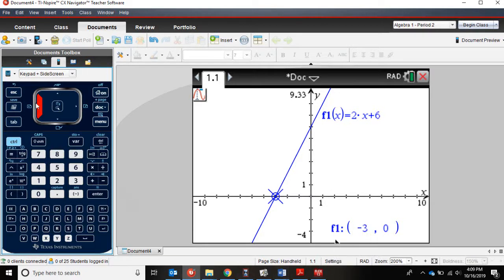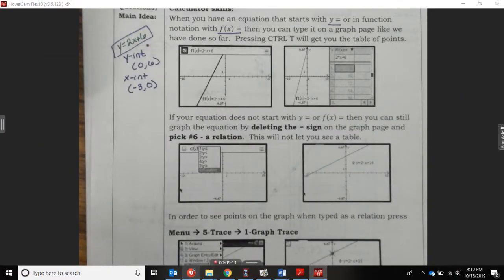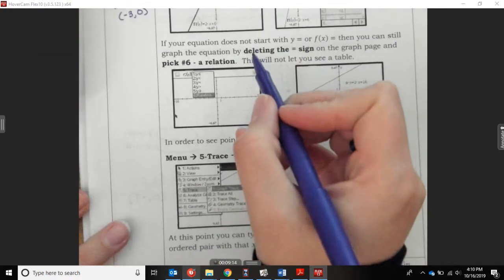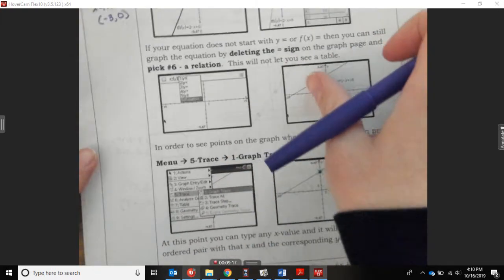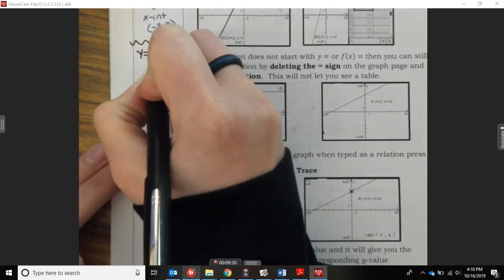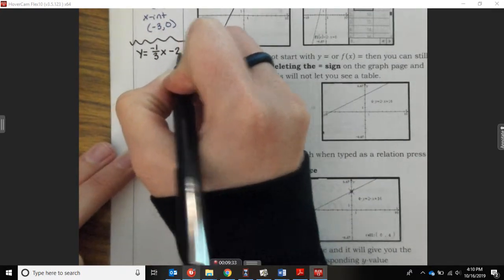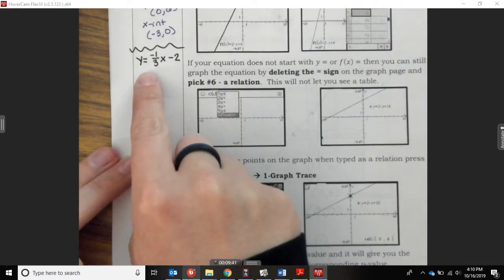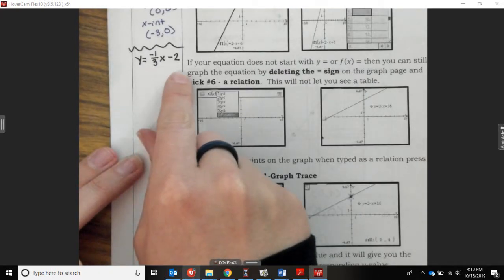Okay? All right, I want to now show you what would happen. So if I have an equation, actually, before I do that, I want you to practice one. Okay? So on your paper, I want you to write y equals negative 1/3 x minus 2. Y equals negative 1/3 x minus 2. Write that one down.